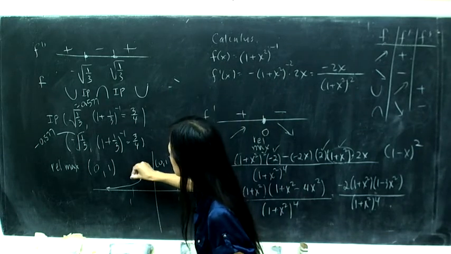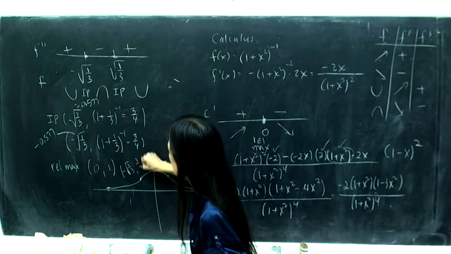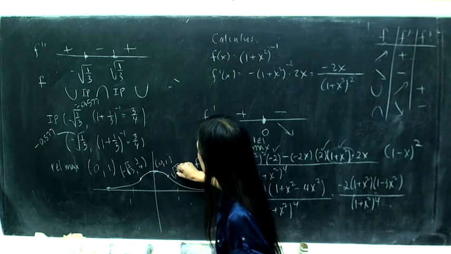And then the locations, for this one, you get a label. So it's going to be negative root 1 over 3, 3/4. This will be positive root 1 over 3, and 3/4.